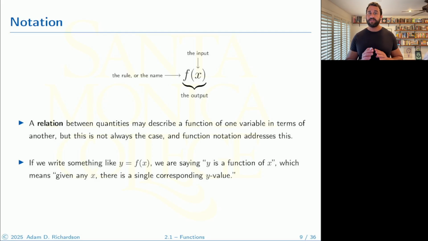The other thing is this. There are things that are not just functions. A relation between quantities could describe a function of one variable in terms of another, but this is not always the case, and the function notation addresses this. When you write y equals f of x, we're saying y is a function of x. That means if you're given any x, there's a single corresponding y value. That's what a function is.